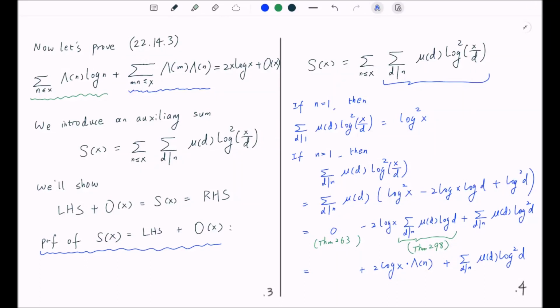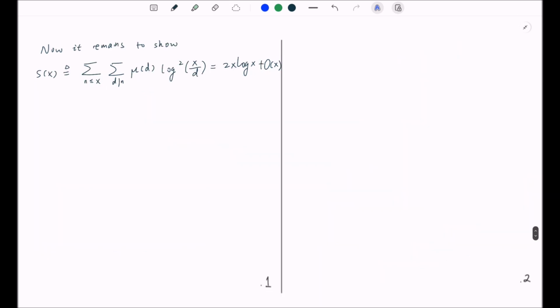Now, it remains for us to show that S of x is equal to the right-hand side of Selberg's asymptotic formula, namely 2x times log of x plus big O of x. So now let's prove this. Before we start the proof, let me recall Theorem 4.22, which we proved in the section Selberg summation formula.